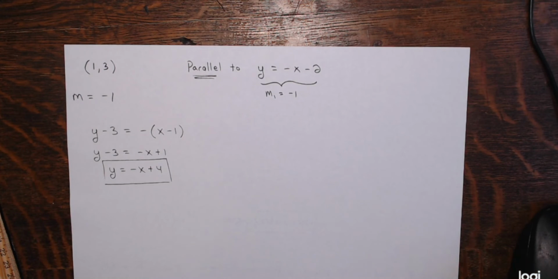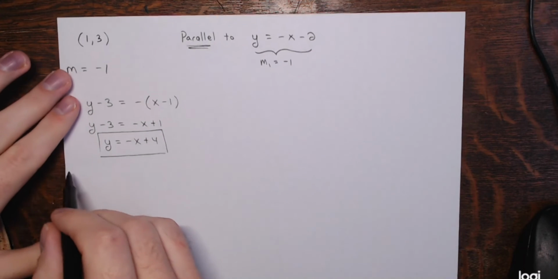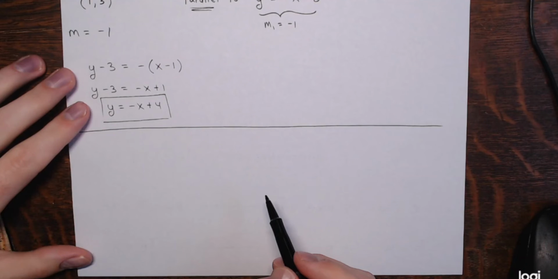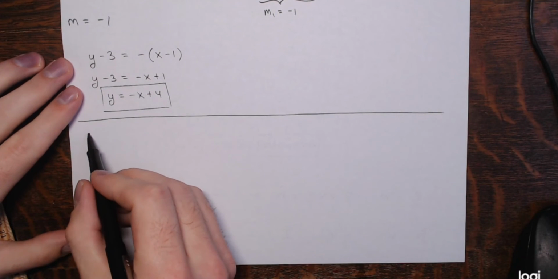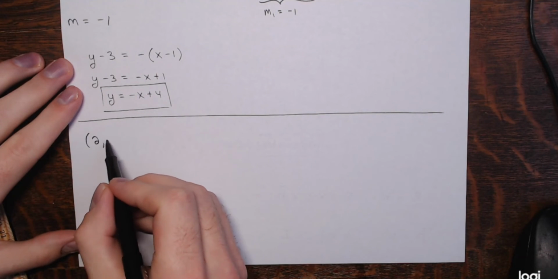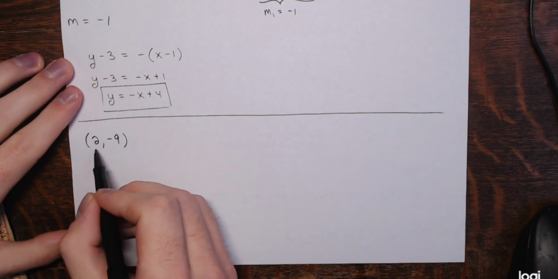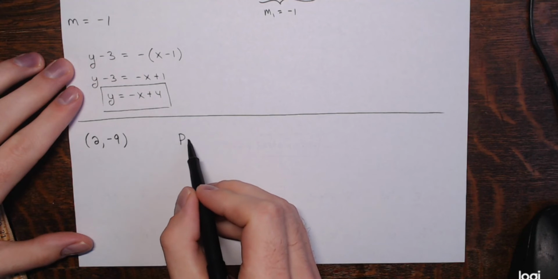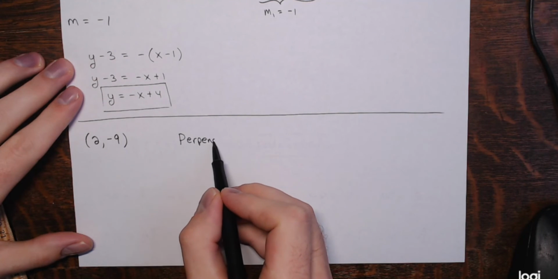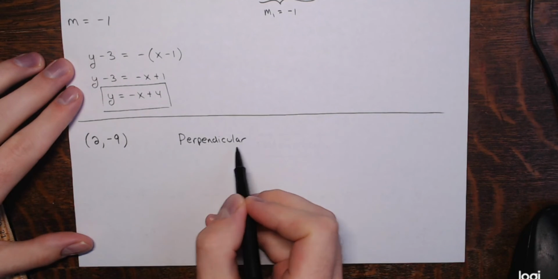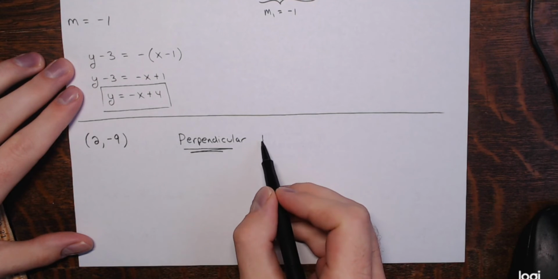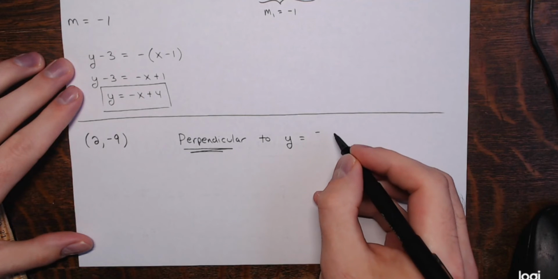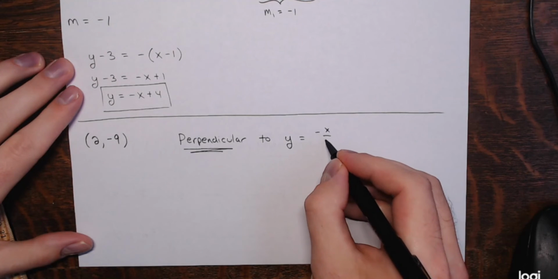Alright, so I'll keep this same page up here. Let's go to the bottom half. We're told the line we're trying to write an equation for goes through the point (2, -9). This point is on our line. And we're also told that our line is perpendicular to the line y equals negative x over 2 minus 4.